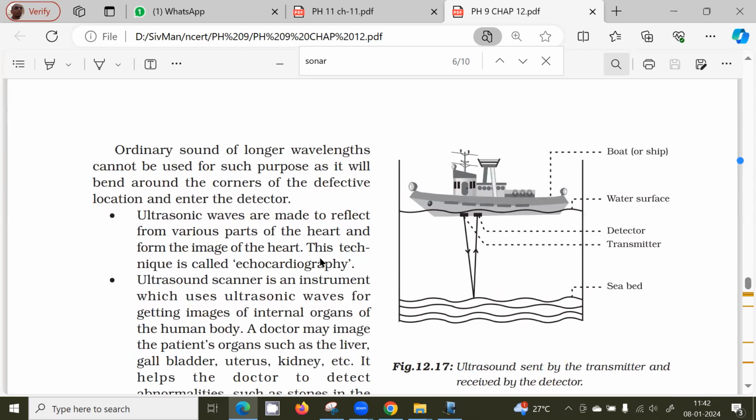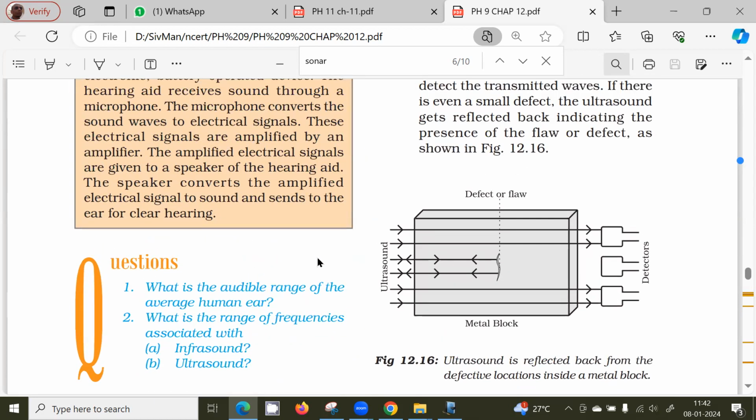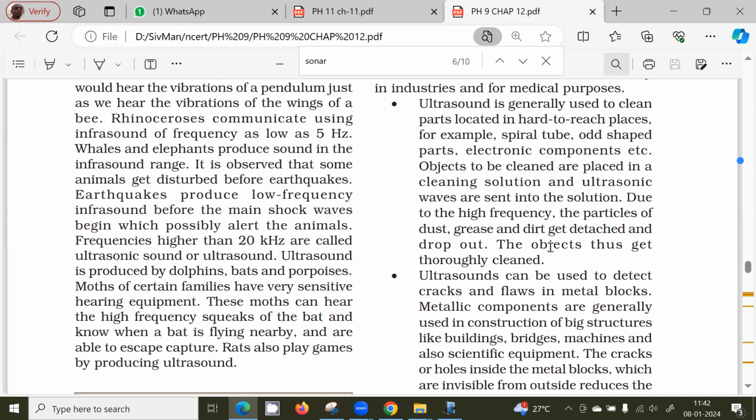So any other question? So basically, how many chapters did we have? Motion, laws of motion. What is the third one? Gravitation. After that, work and energy, and sound. Right, so 5 chapters for you.